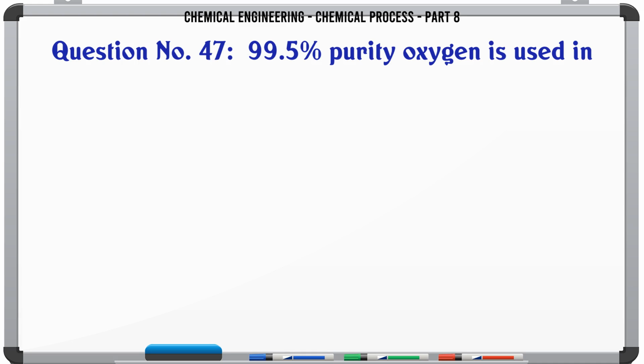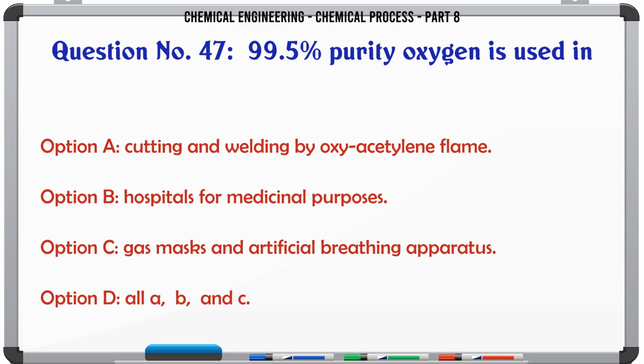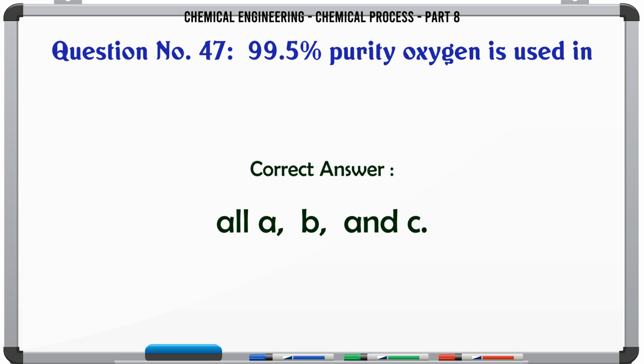99.5% purity oxygen is used in A. Cutting and welding by oxyacetylene flame, B. Hospitals for medicinal purposes, C. Gas masks and artificial breathing apparatus, D. All A, B and C. The correct answer is all A, B and C.